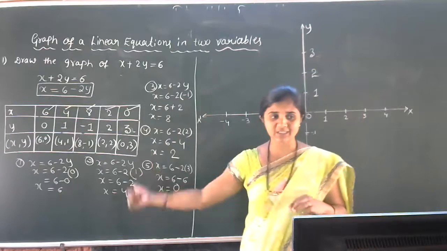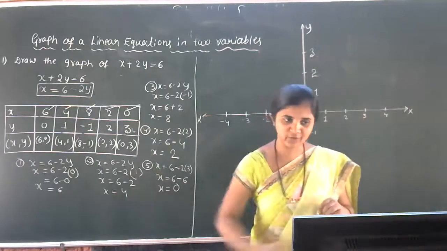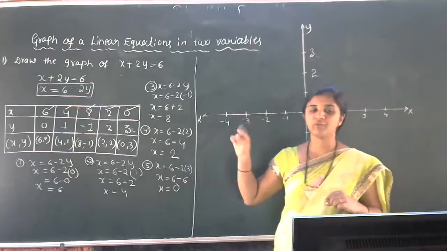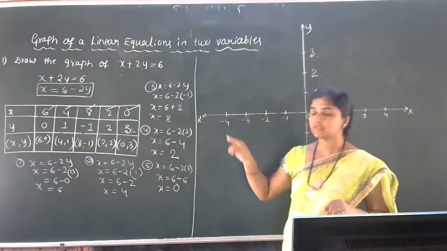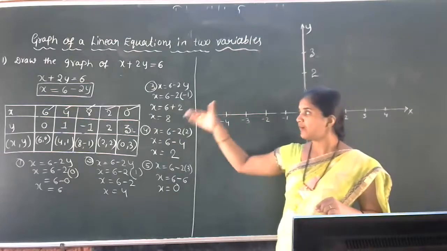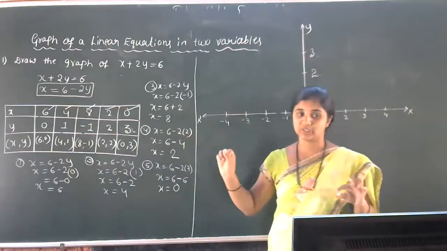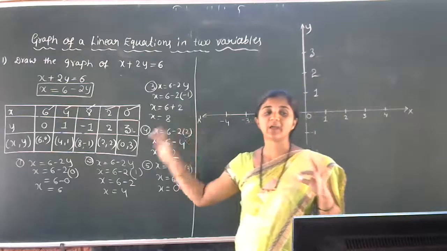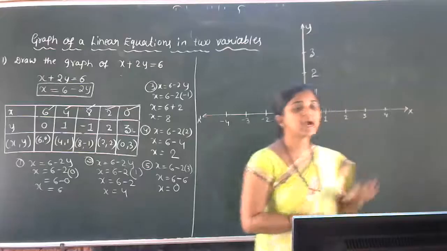Yesterday we discussed the same topic. Now, how to find the solution? Here we converted the given equation into the form of x. That is x is equal to 6 minus 2y, and we worked out 5 solutions. Okay, 5 solutions. So now we have to represent these 5 solutions in a Cartesian plane.